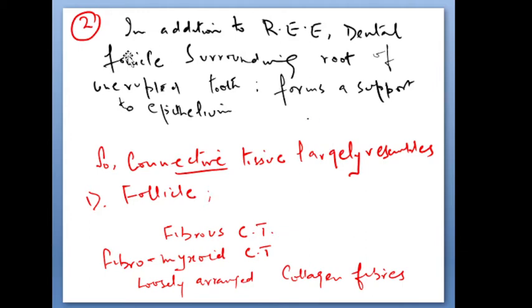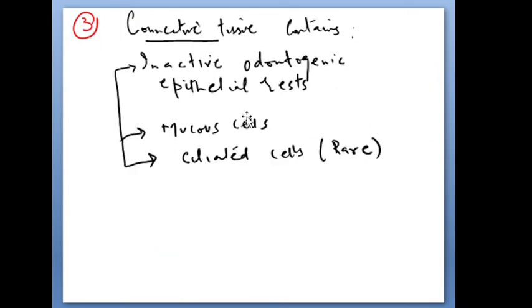Second important component of dentigerous cyst derived from dental follicle. This component forms connective tissue. The connective tissue is composed of fibrous connective tissue, fibromyxoid connective tissue, loosely arranged collagen fibers. In addition to these two features, connective tissue also contains inactive odontogenic epithelial rests, mucous cells, and ciliated cells.